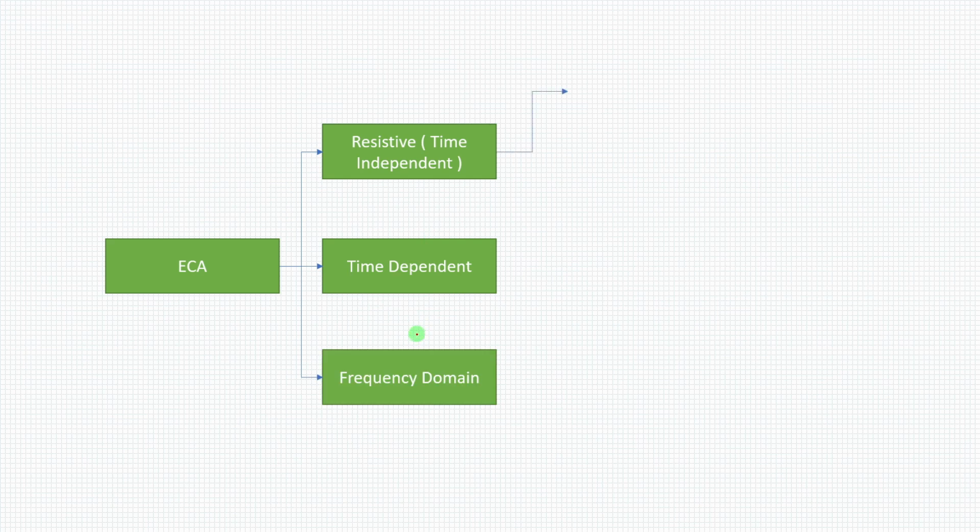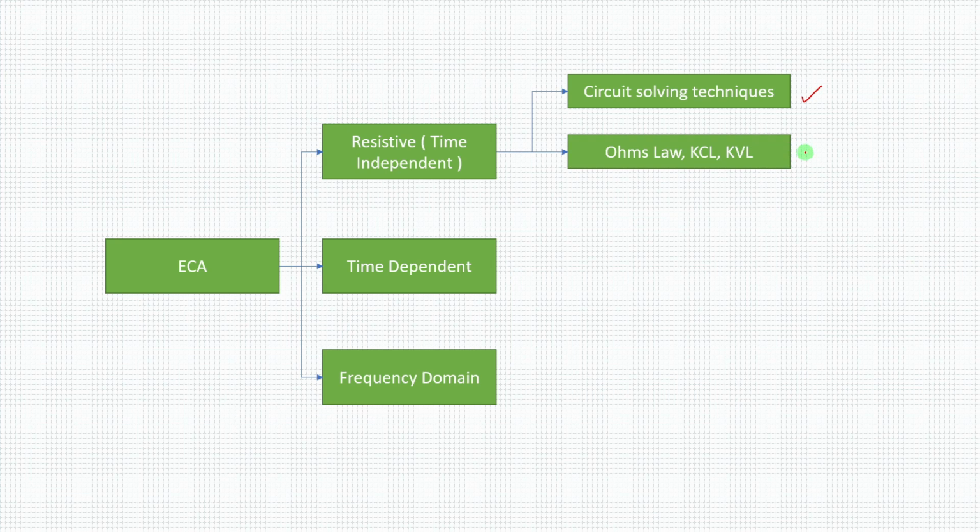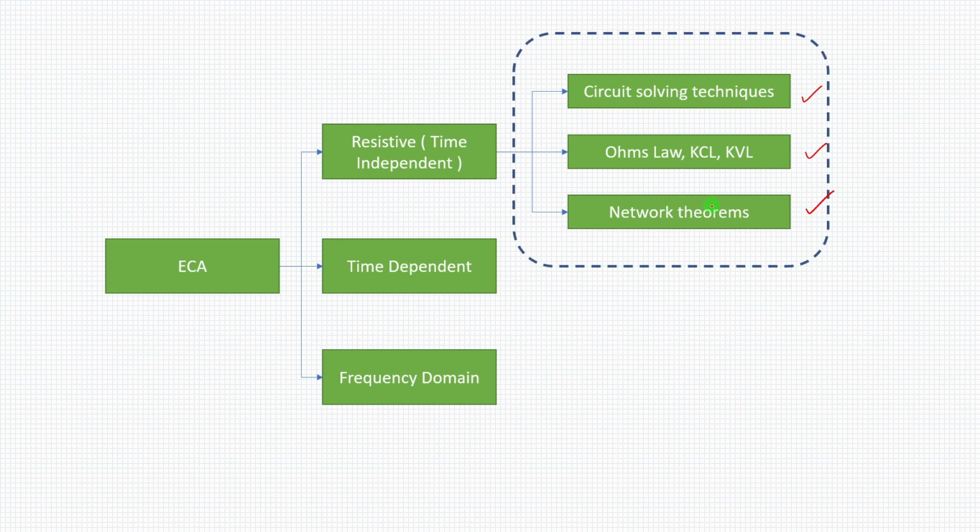In resistive, in fact in all types of systems, you will have to learn circuit solving techniques. You will have to learn Ohm's law and the most important Kirchhoff's current law, Kirchhoff's voltage law, etc. and network theorems. These three will form the backbone of understanding engineering circuit analysis. So in this basic course, we will be dealing with resistive types of networks in which we will be learning circuit solving techniques, Ohm's law, KCL and KVL and all the network theorems. In fact, this is going to be the biggest area that we'll have to cover in engineering circuit analysis.